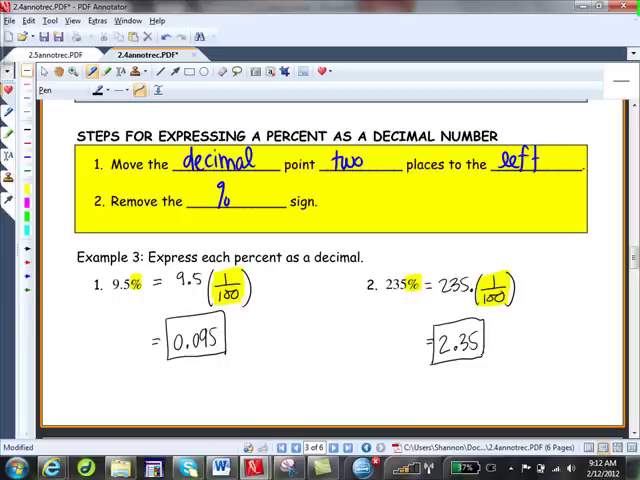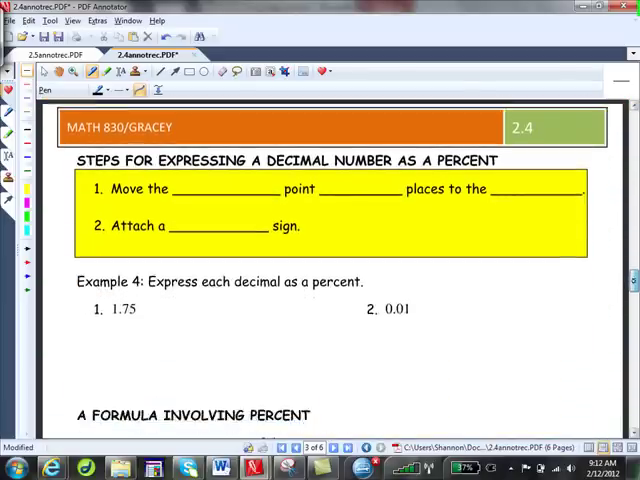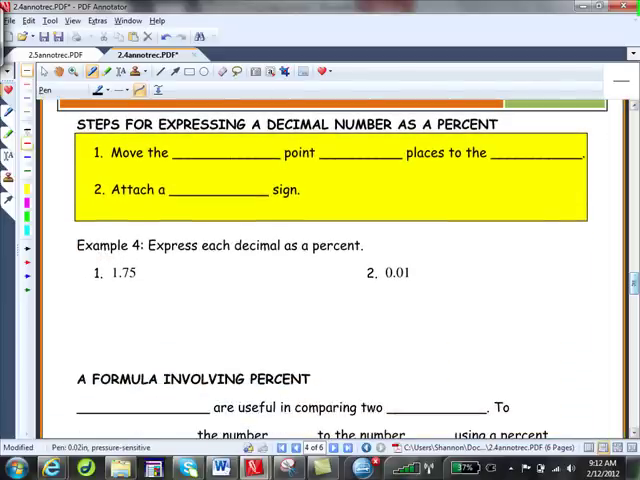How we doing? You hanging in there? All right. Well, we're more than halfway done on our lesson. So, steps for expressing a decimal number as a percentage. So now we're going the other way. In this case, we're literally going to be multiplying by 100%. I mean, 1 equals 100%.